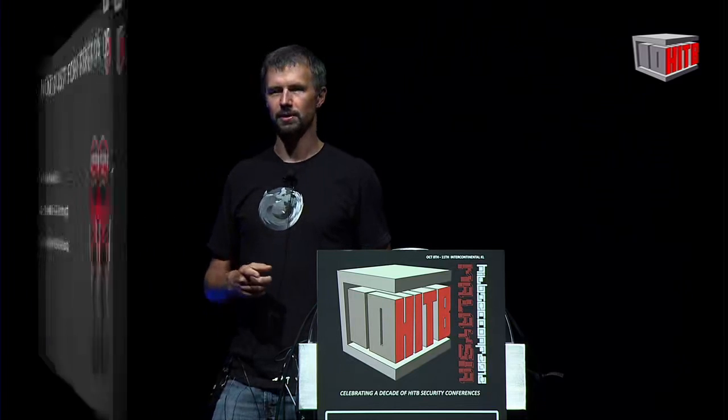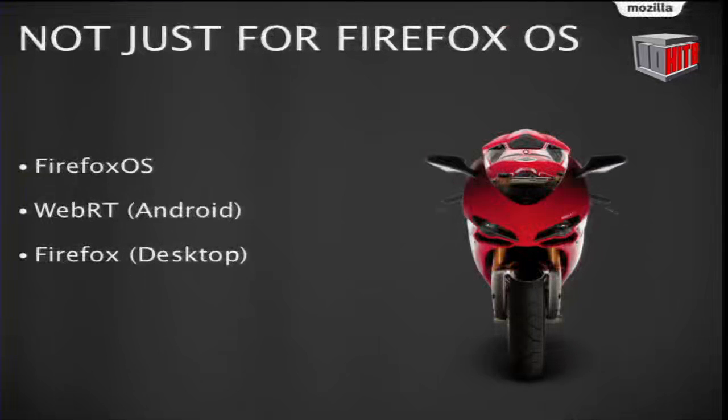So this has a picture of a motorcycle because Ducatis are cool, just in case you're wondering. No other reason. But when we're developing applications, we want those applications to run on Firefox OS. We want them to run in WebRT, which is our runtime for Android. So if you get an app for BDG and you have an Android phone, you should be able to run the same app on your Android phone when you have WebRT installed. And for desktop, right, run that same app in Firefox on your desktop. Why not?